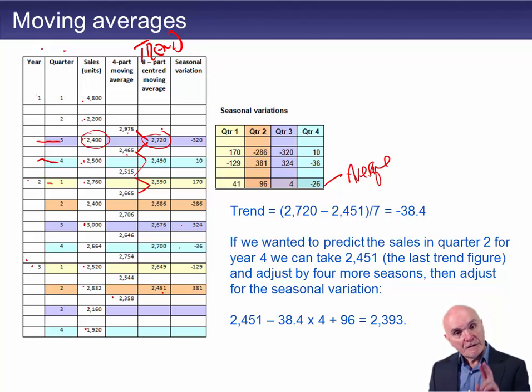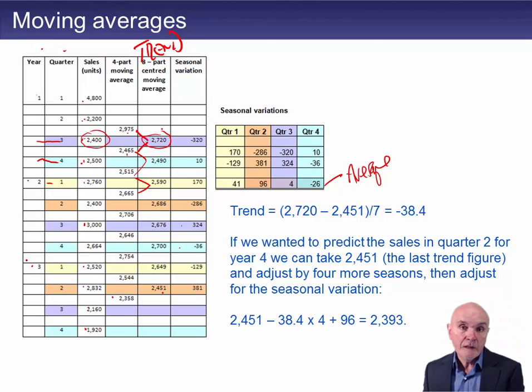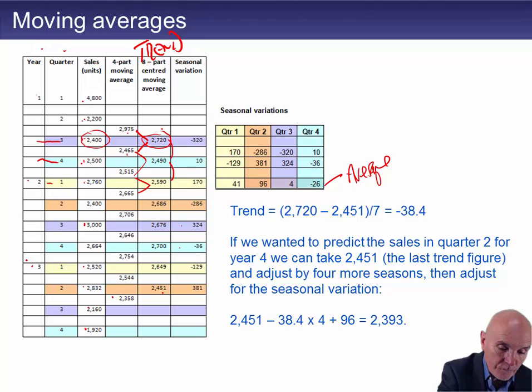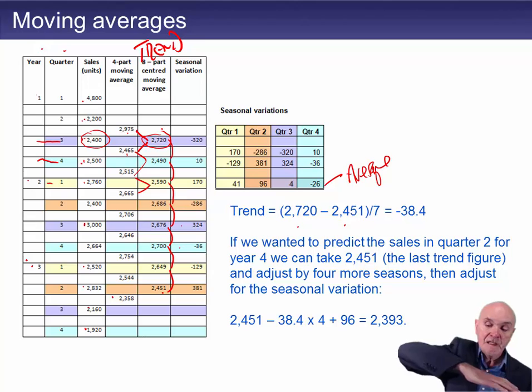So how do we do it? We need to predict 2 things. We need to predict the trend, and we need then to superimpose on that the seasonal variation. First of all, the trend figure. Well, we have gone from 2720 all the way down to 2451, and we've done that in 7 jumps. So 1, 2, 3, 4, 5, 6, 7. The trend figure is about minus 38 per season. The prevailing pattern of sales here is going down at about 38 per season.